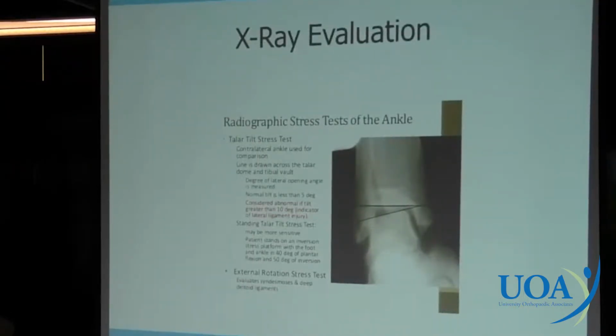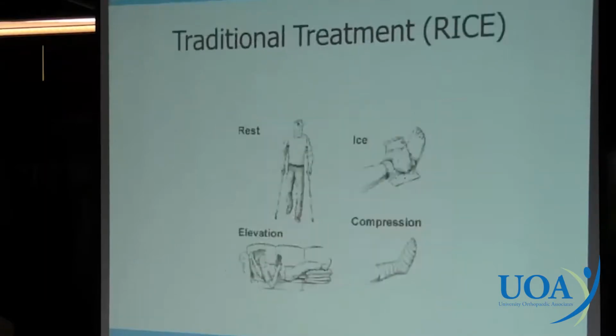So in the office, if someone has chronic problems with their ankles, we'll get a stress test in addition to the regular ankle series, which will give us some indication as to what kind of ligament laxity they have laterally. And we use 10 degrees on this particular stress test to determine that.